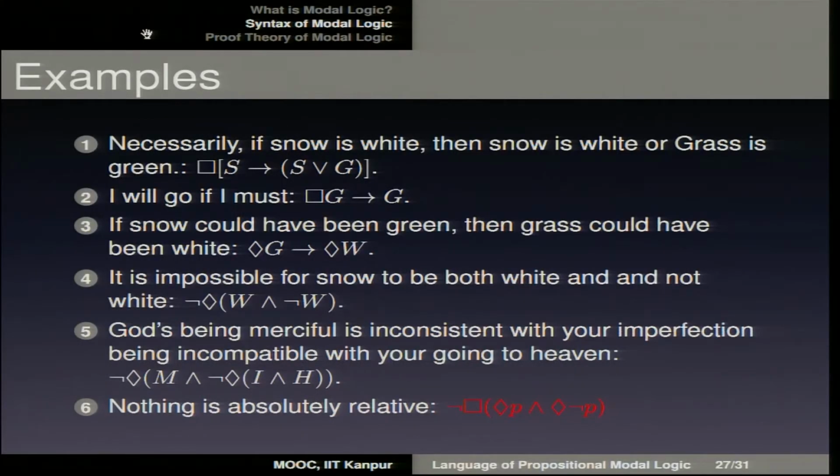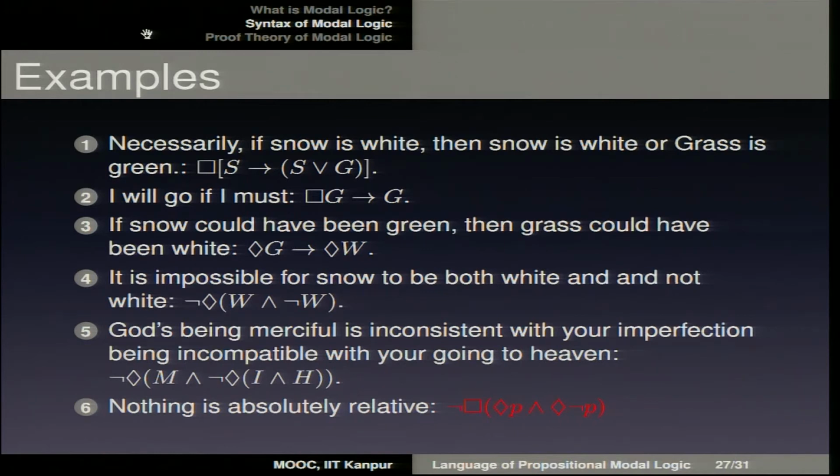This goes like this: necessarily if snow is white, then snow is white, or grass is green. So now here the necessity operator operates over the whole condition. The whole condition is S implies S or Z. Now the second is I will go if I must. So this is translated as it is necessary that G implies G. Like this we translate it.